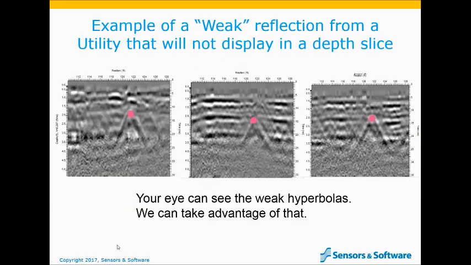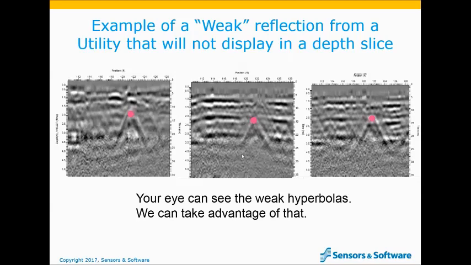Here's a very weak hyperbola. You can actually see, in these 3 parallel lines, a hyperbolic response here, here, and here. They're all parallel. This is definitely some sort of linear object running between the lines, but we would never be able to get that to appear on a map, on a depth slice image, or in 3D, because the response is so weak compared to the other responses around it.